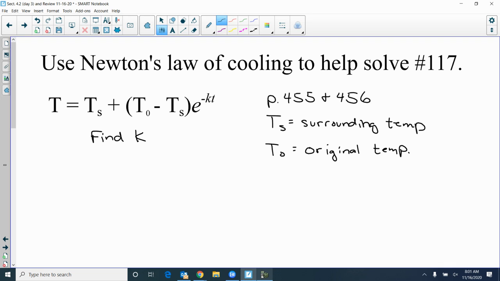So what would, in this case here, what is T sub S? T sub S would be what? 75. That's the surrounding temperature. What is T sub 0? What is the original temperature? Okay, that is going to be, oh, hold on, I did that backwards. What should T sub S be? If you read that, 20. And what should be the original temperature? 75.